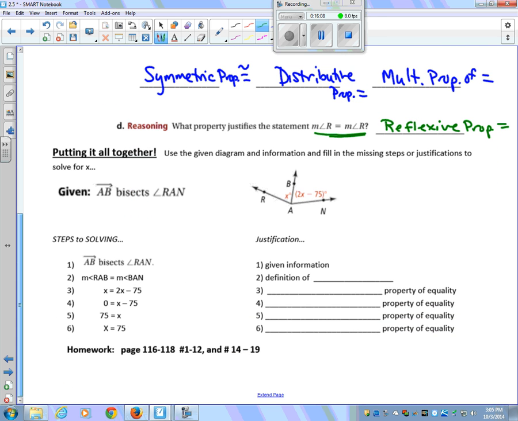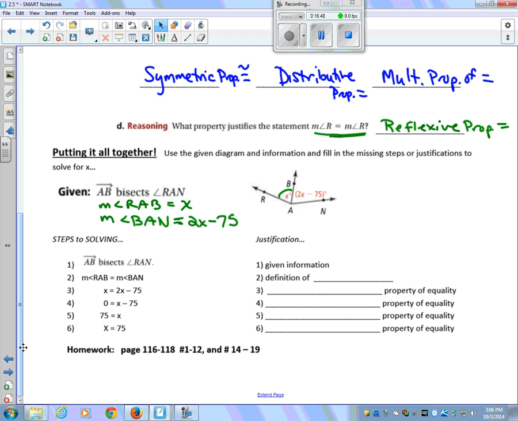Okay, so let's take this last example here, and we're going to justify each statement using the given information. Given ray AB bisects angle RAN. Typically with givens, they're also going to give you the measure of angle RAB equals X. Usually they don't just write it in the diagram, they actually state it out in the givens. And the measure of angle BAN equals 2X minus 75. Usually that's all in the givens.